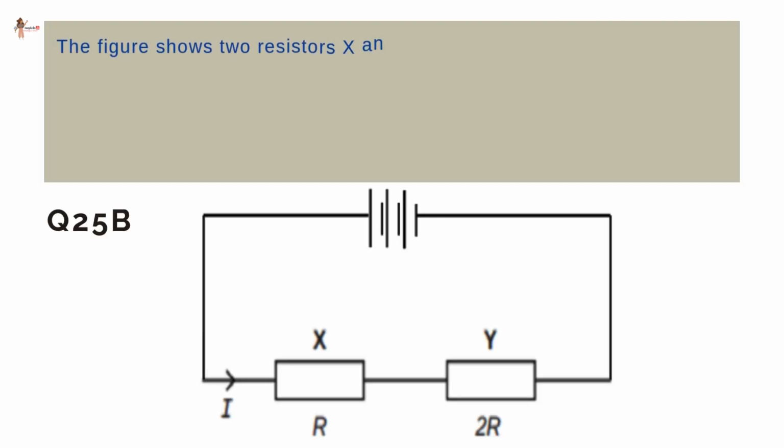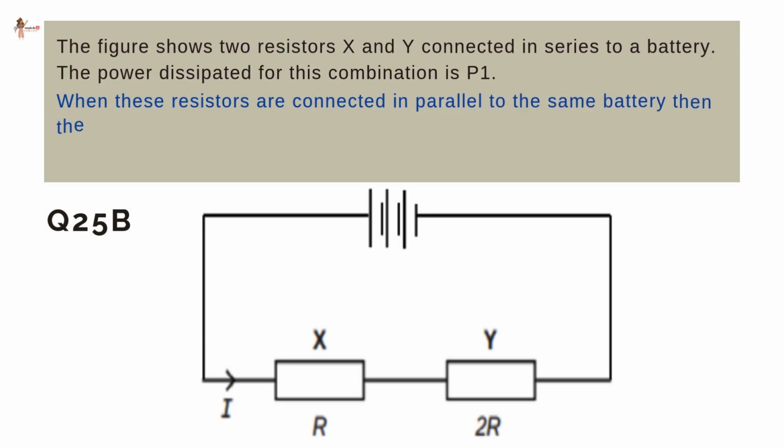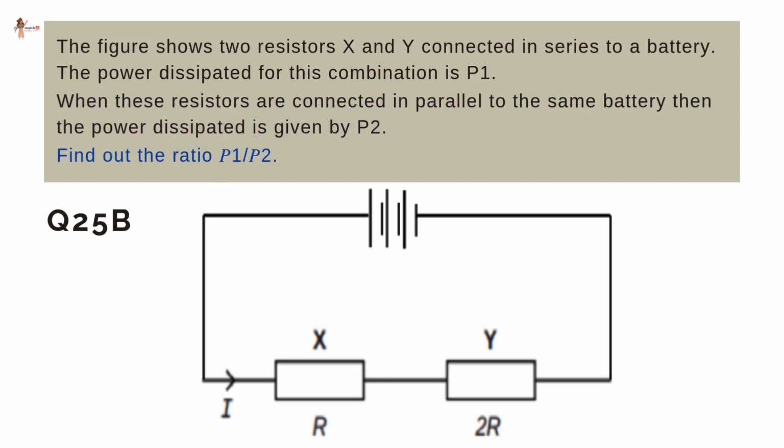The figure shows two resistors X and Y connected in series to a battery. The power dissipated for this combination is P1. When these resistors are connected in parallel to the same battery, then the power dissipated is given by P2. Find out the ratio of P1 and P2.